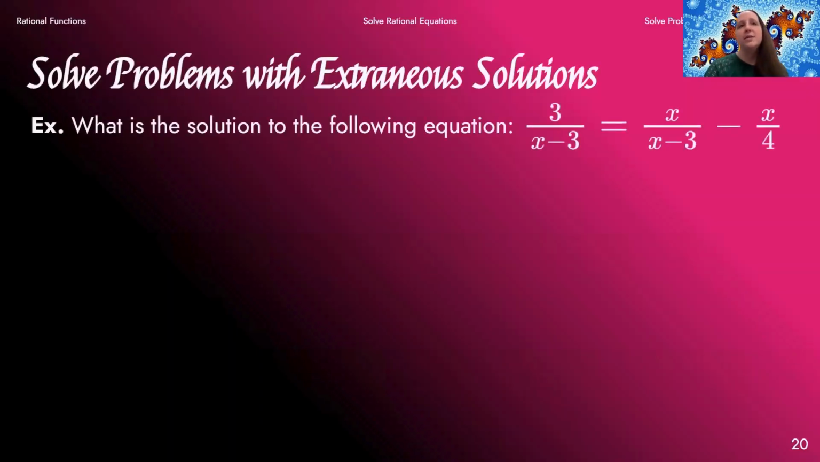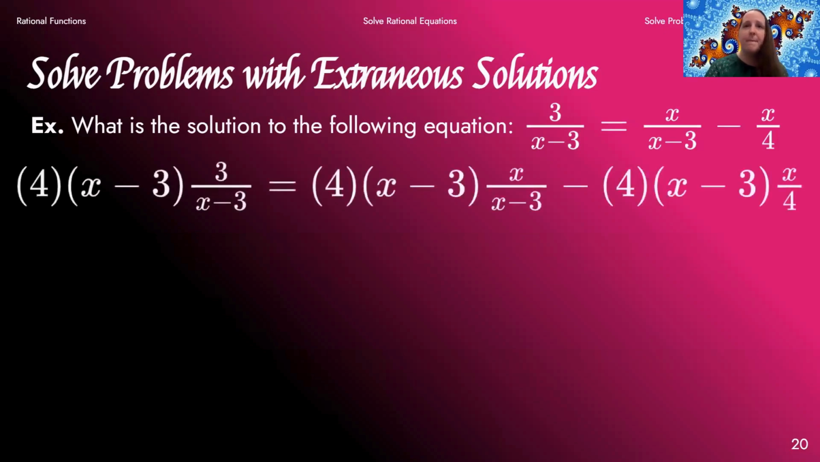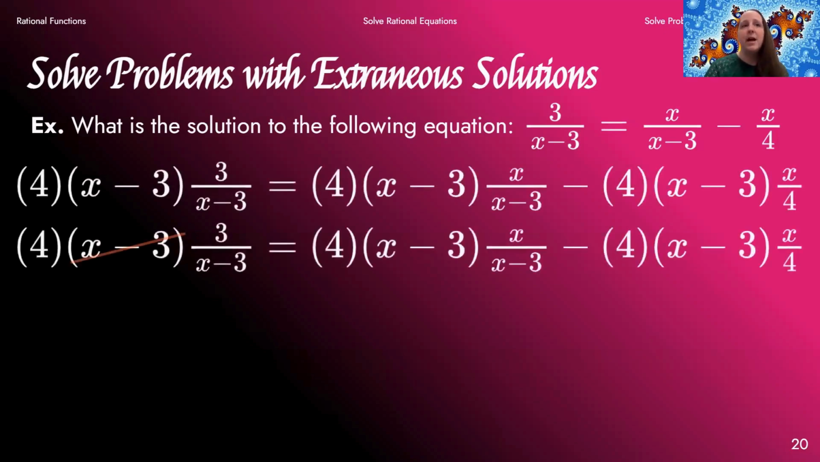Okay. What is the solution to the following equation? 3 over x minus 3 equals x over x minus 3 minus x over 4. Again, I'm going to multiply both sides of my equation by a common denominator, in this case 4 times x minus 3. Okay. I'm going to cancel out my like terms in my numerators and my denominators.